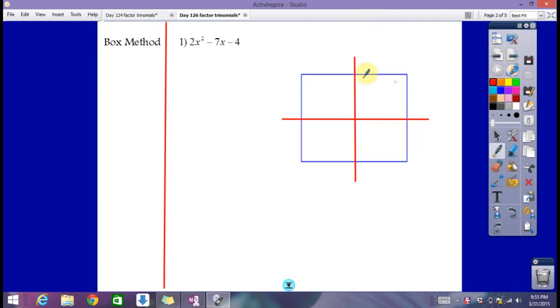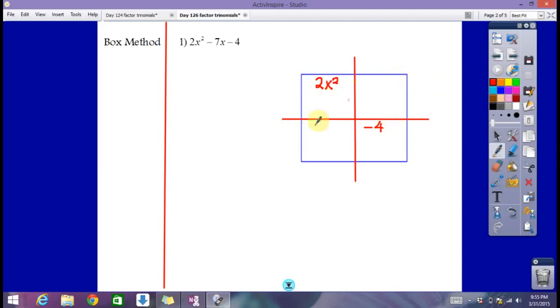So on the first example, you have 2x squared minus 7x minus 4. The first thing that you're going to do is draw your box, divide it into 4 parts, and fill them out. The first term, the 2x squared, goes in the first box, and make sure you leave some space over here and some space below. Then you go to the last term, the negative 4, and it goes in the last box.